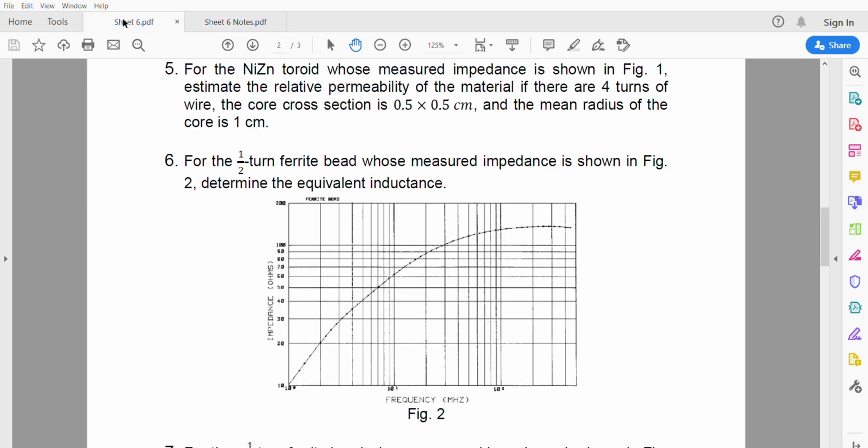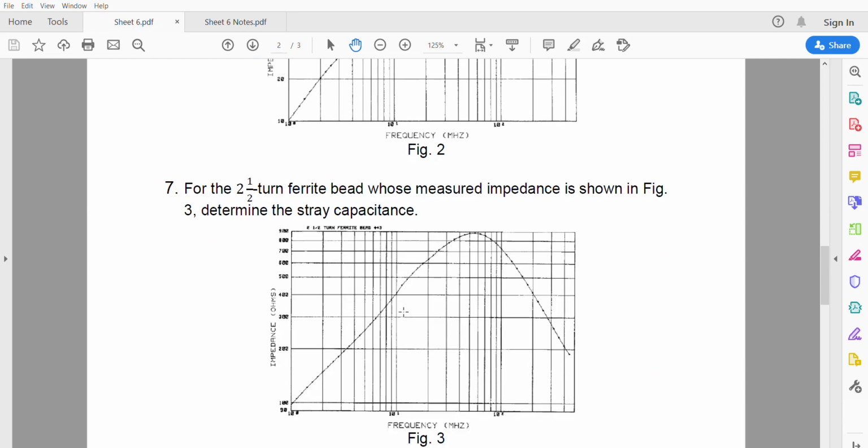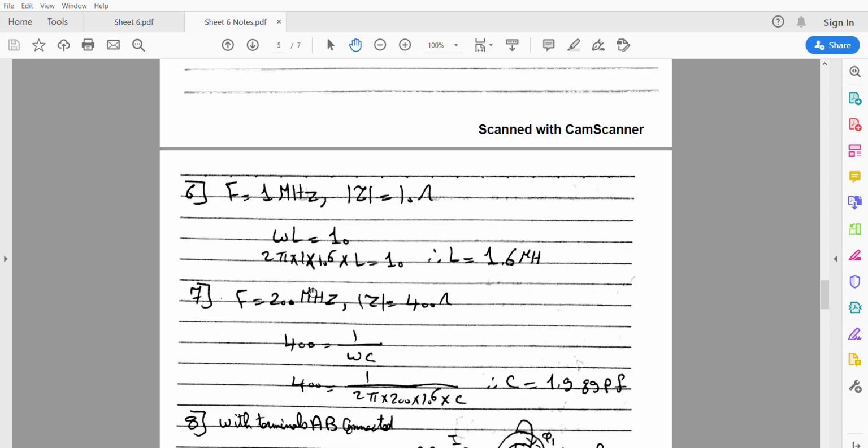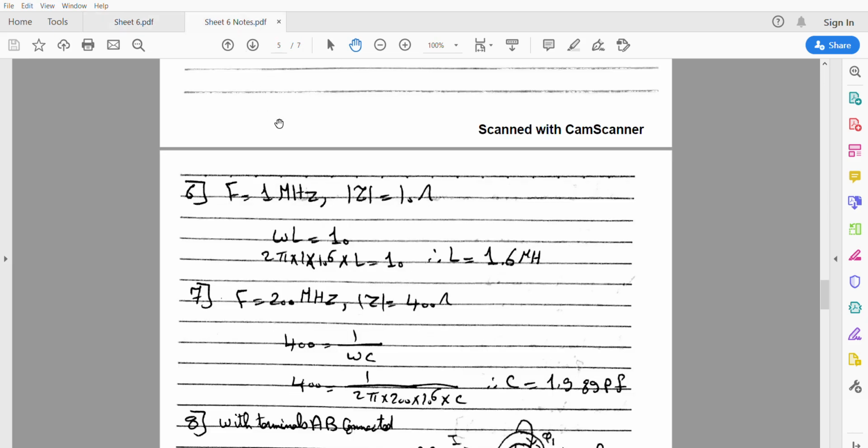So let's go to question 7. Again, for the two half-turn ferrite bead whose measured impedance is shown, determine the capacitance. Now he needs to determine the capacitance. So at frequency 200 megahertz, here the value is equal to 400.